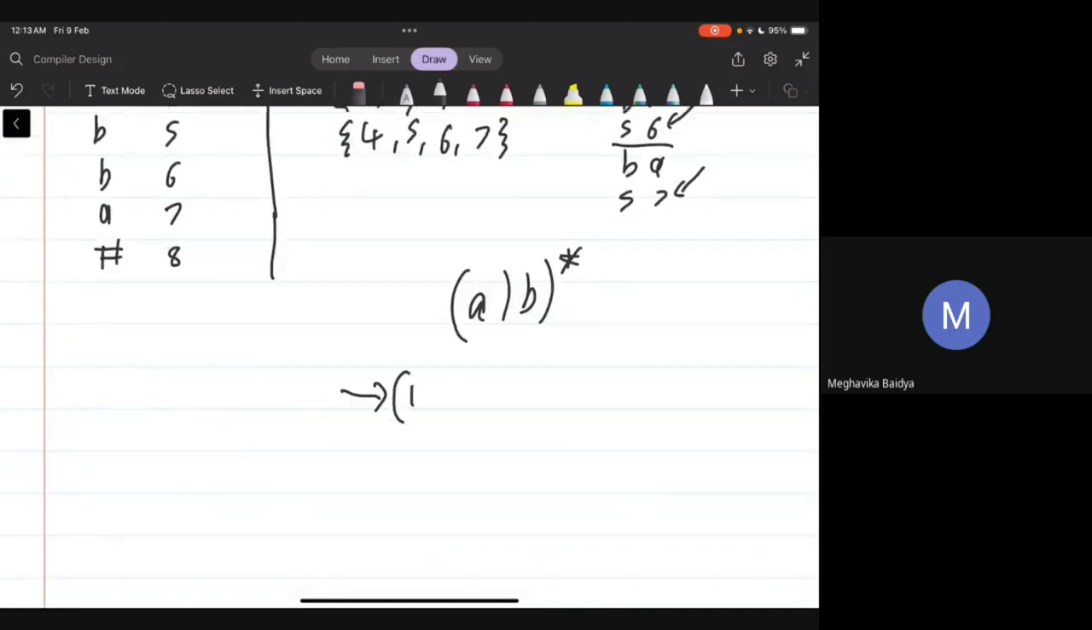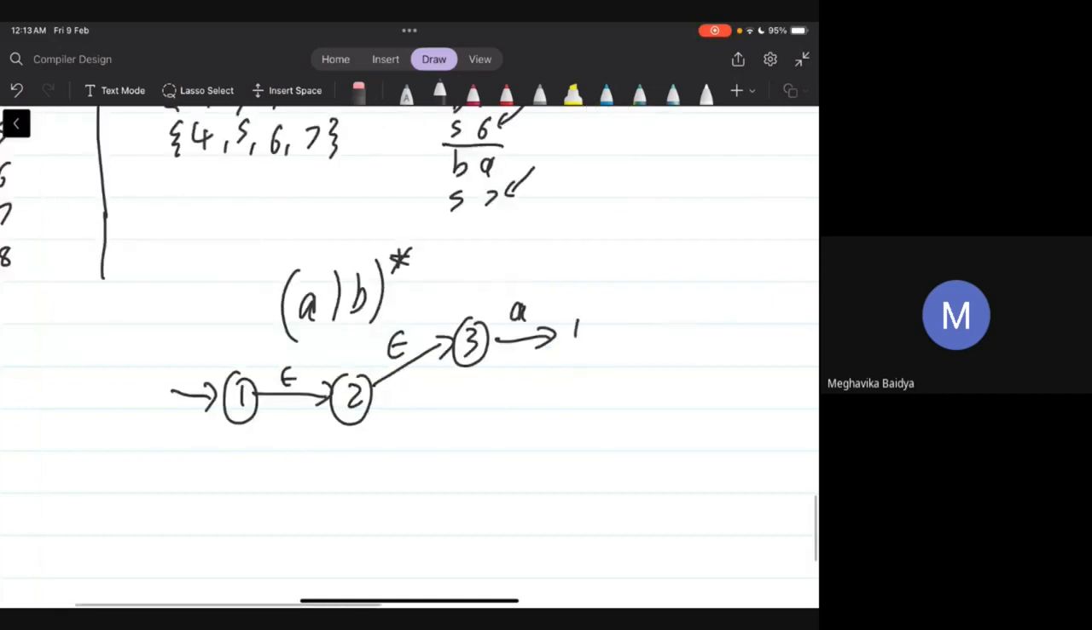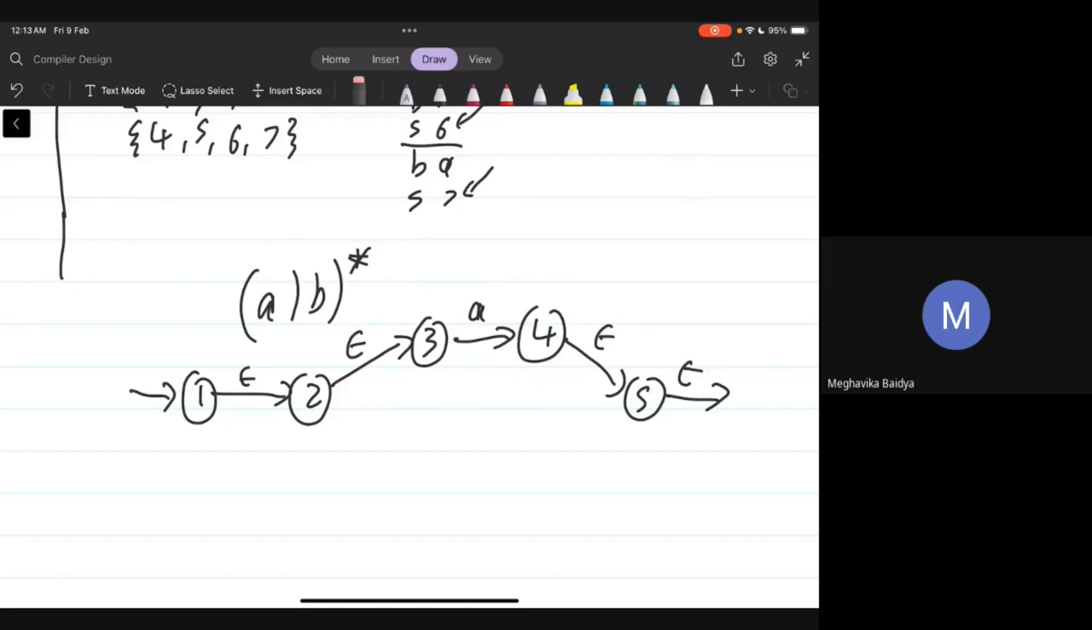You'll start with this one. You'll have an epsilon, then you have two. Then this goes to epsilon again, then you'll have a three. This goes to A and four. This goes to epsilon and five. This goes to epsilon and, wait, this goes to epsilon and this is six. This is the final state. Epsilon.